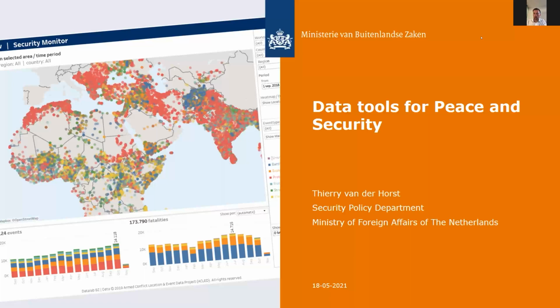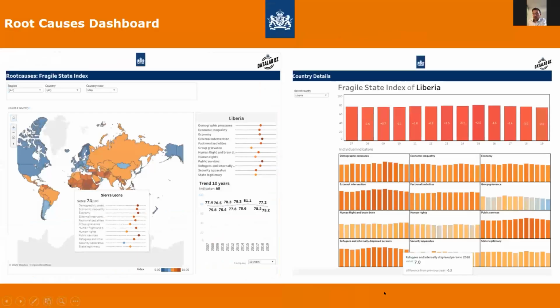The first slide, I think you can go to the next page, is very much like Thomas mentioned earlier, the structural indicators. We call it root causes for conflict. We've tried to map these and bring them all together. Here's one overview of our root causes dashboard as it is now.